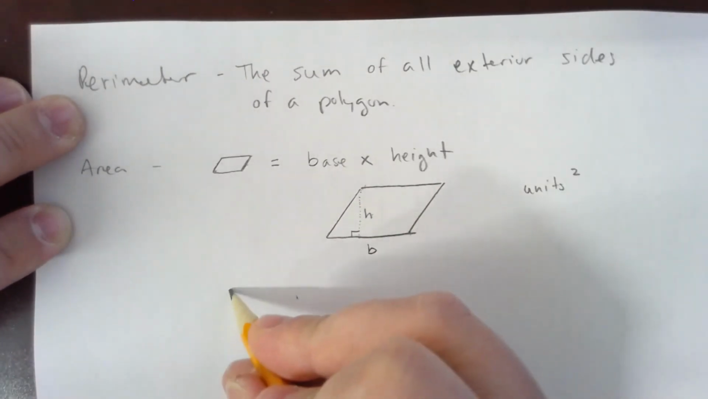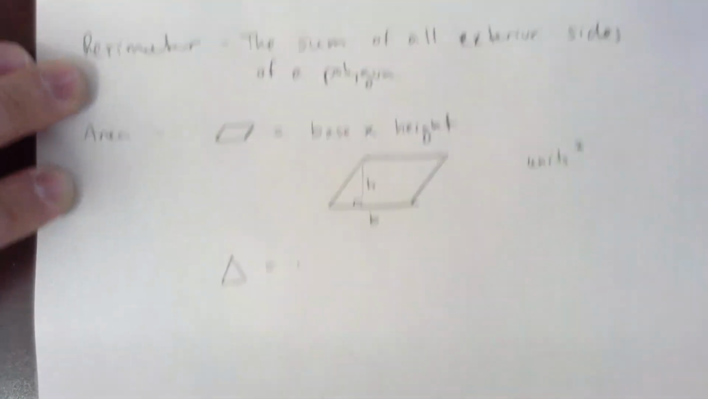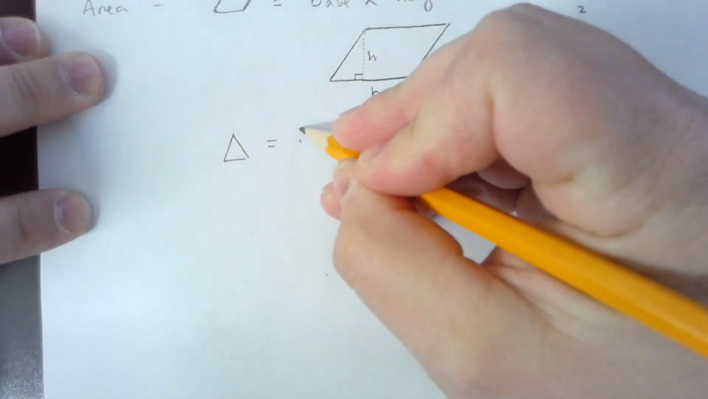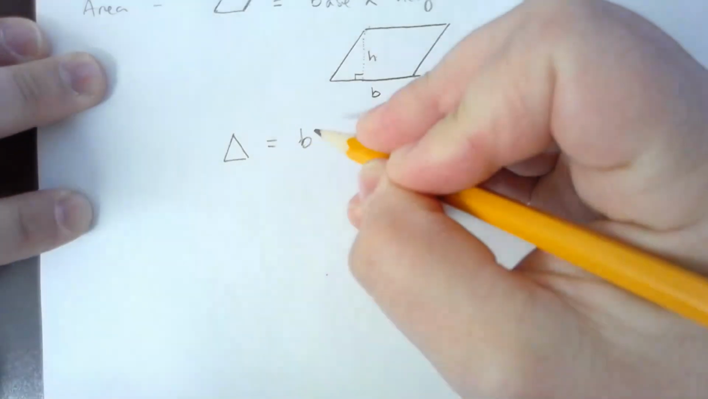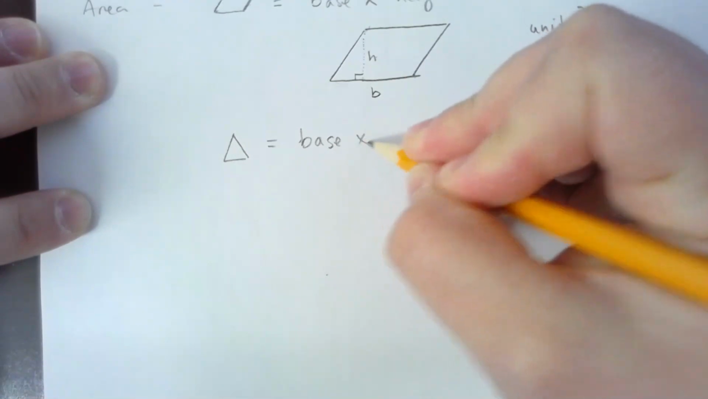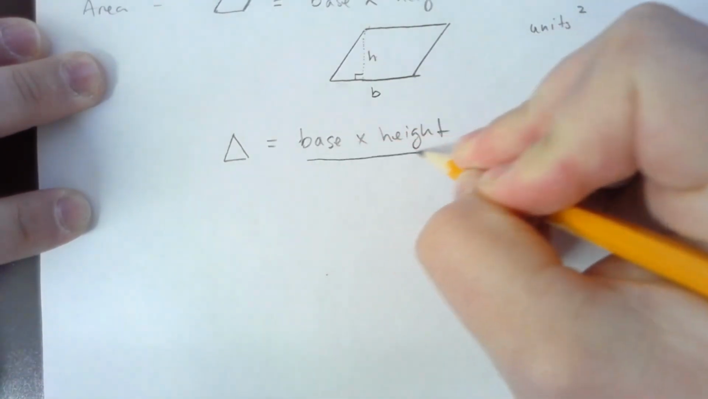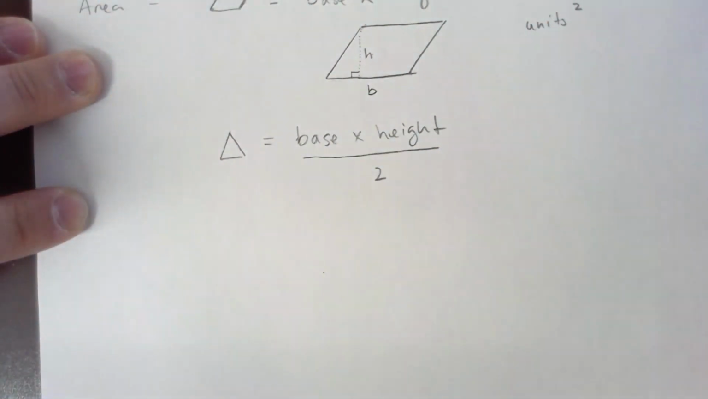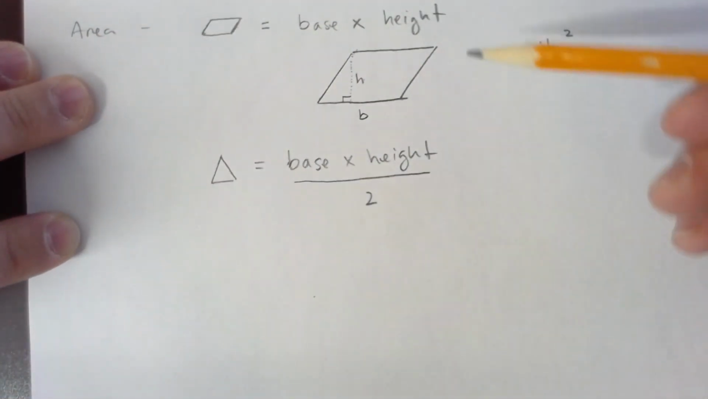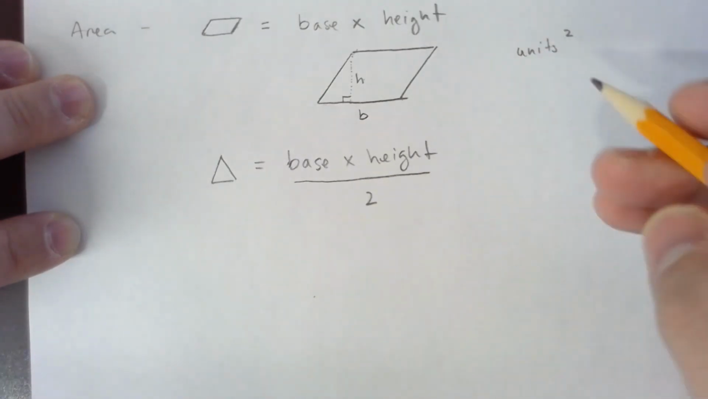The area for a triangle looks very similar to this one. I'm going to come up a little bit. The area of a triangle is, and you've probably seen this a couple different ways, base times the height, and then all of that is divided by 2. Okay, so a little bit different. And so you might notice that same formula as the parallelogram was divided by 2, and that is absolutely correct.